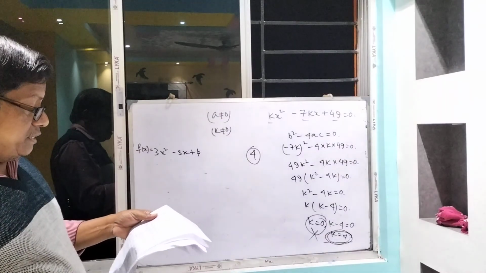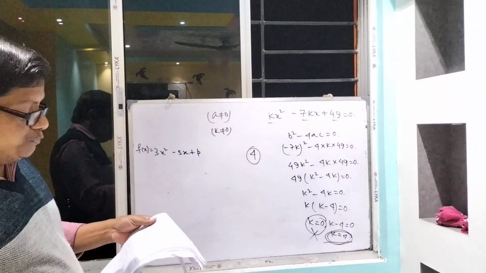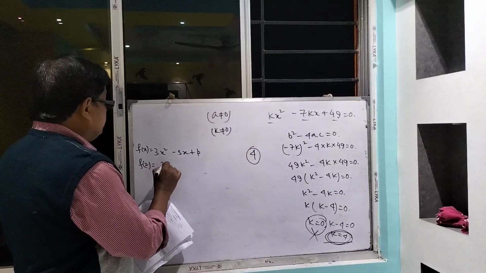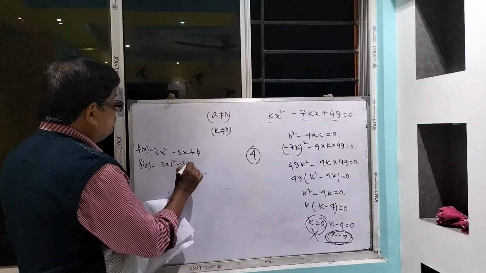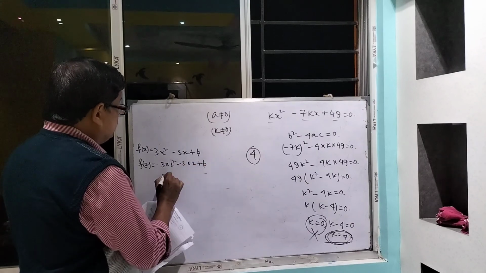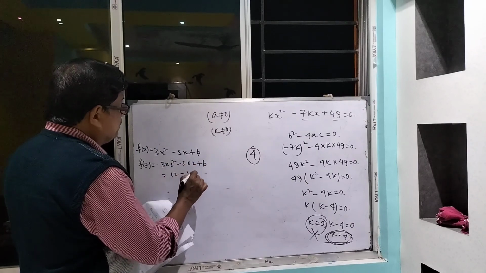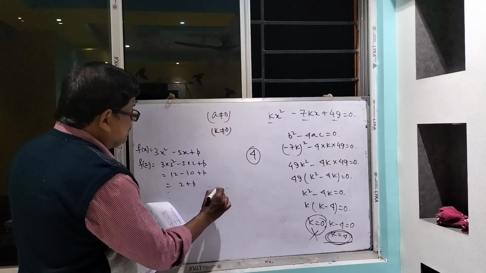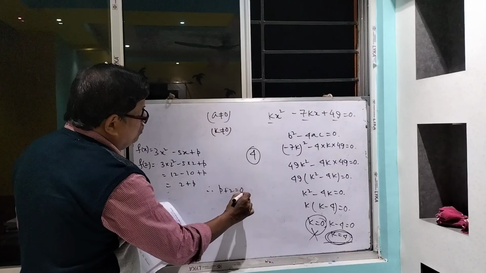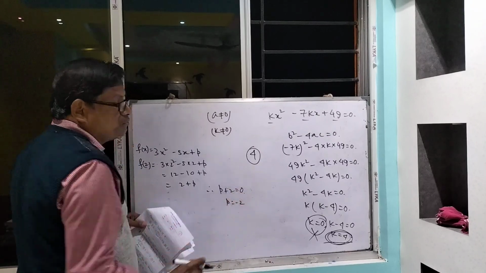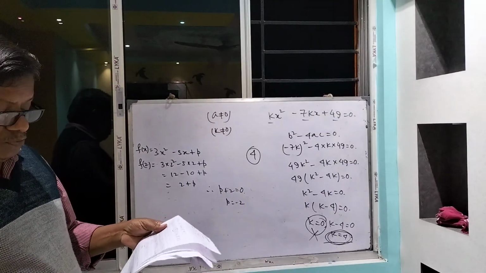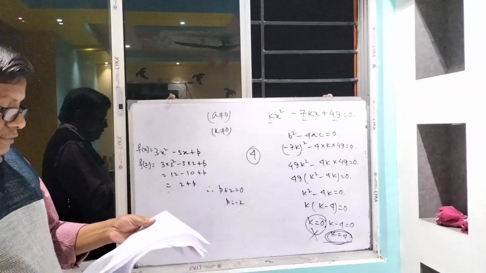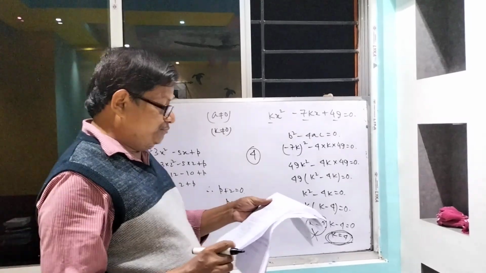Then put x equal to 2. f of 2, put the value: 3 into 2 square minus 5 into 2 plus p, that is 12 minus 10 plus p, that is 2 plus p. Since it is a factor, p plus 2 equal to 0, then we get p equal to minus 2. Okay. Next one.